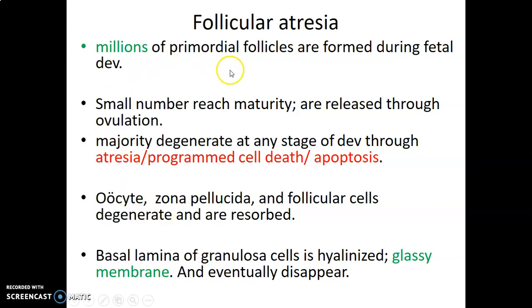So we have some follicles that undergo atresia. Millions will be formed by birth, but a small number of follicles reach maturity and are released through ovulation. The majority will degenerate at any stage of development, and this is through apoptosis. So the oocyte, zona pellucida, and follicular cells that degenerate are resolved, and the basal lamina of the granulosa cells remains hyalinized and forms a glassy membrane, and eventually it disappears too. Okay, so that's what you call follicular atresia.